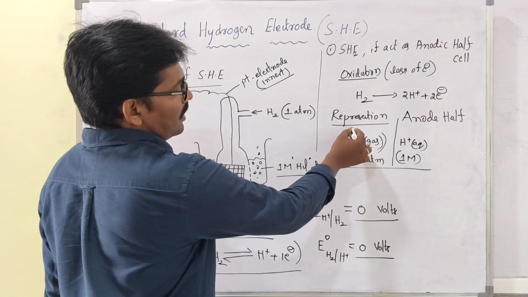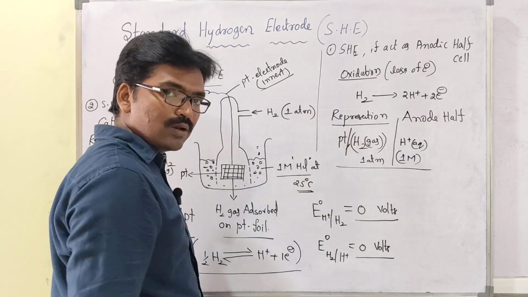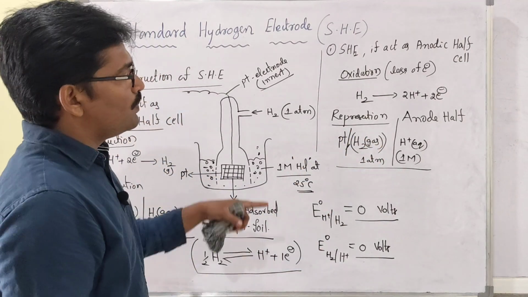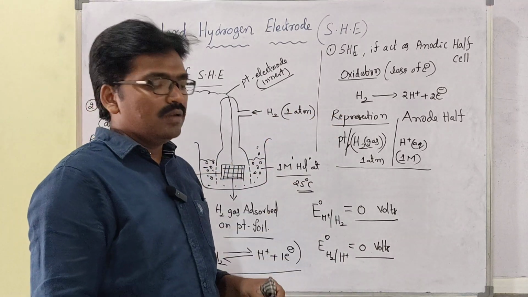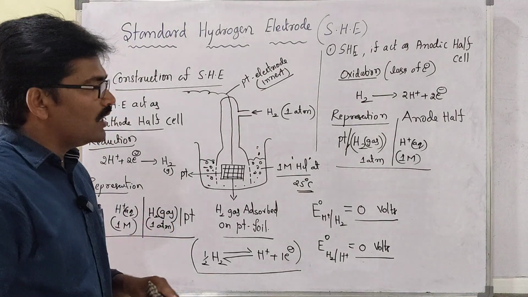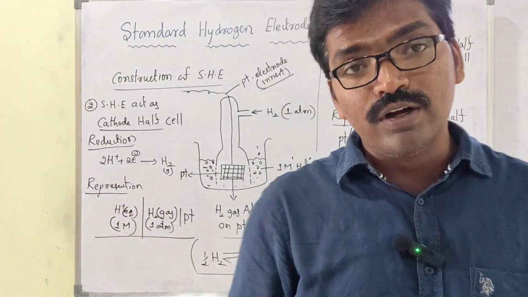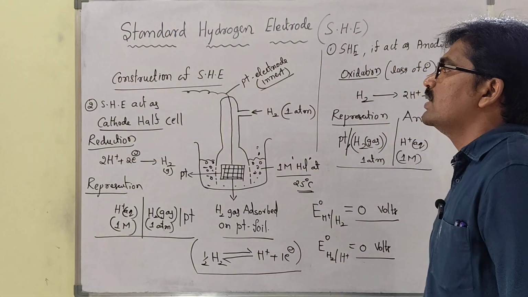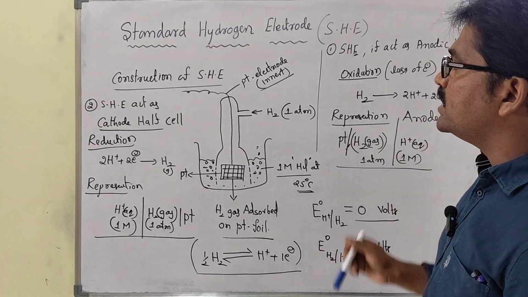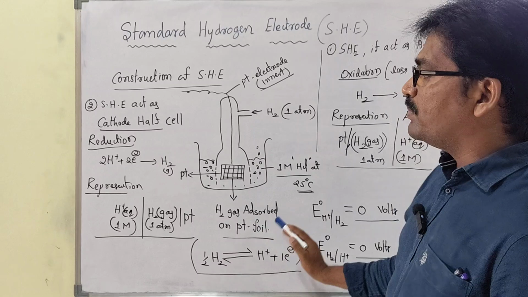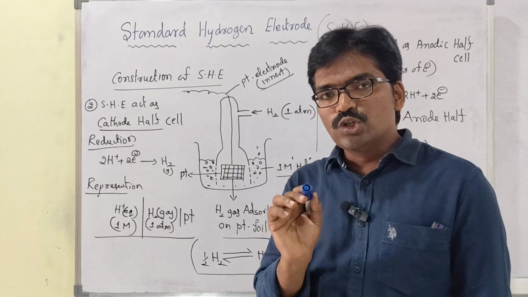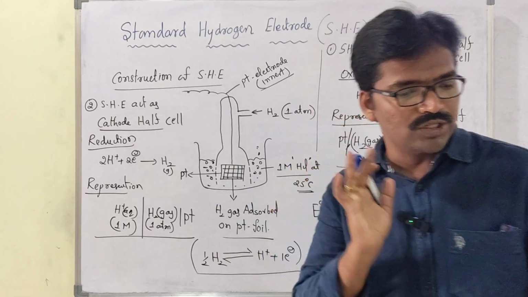Sometimes you can keep the line in between the platinum and hydrogen, or sometimes you can keep hydrogen in the bracket. You can put the line, and hydrogen gas can be in the bracket. So in different books the representation is different. Whatever it may be, this is the construction of SHE. When it acts as an anode, what happens? When it acts as a cathode, what happens? All these we have seen, right? So we will see some questions based on SHE. Two more questions we will do based on it, then note it.